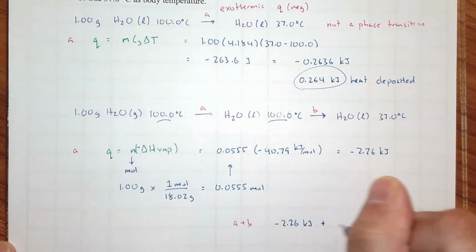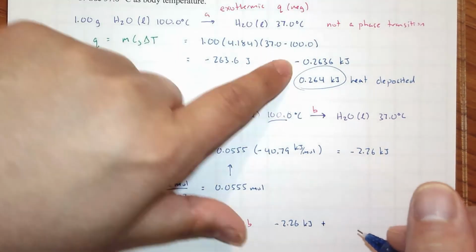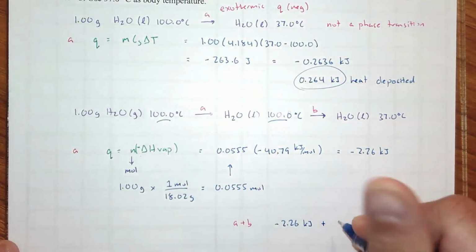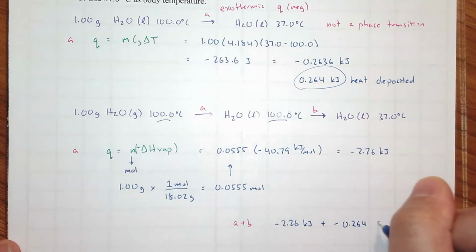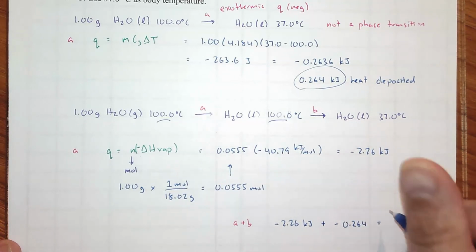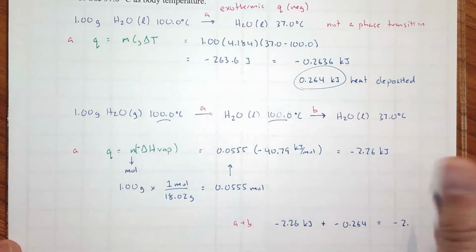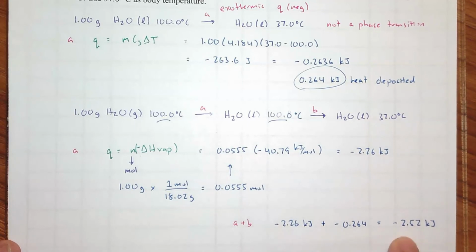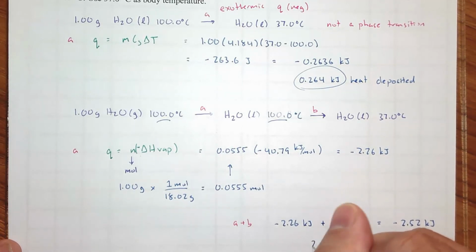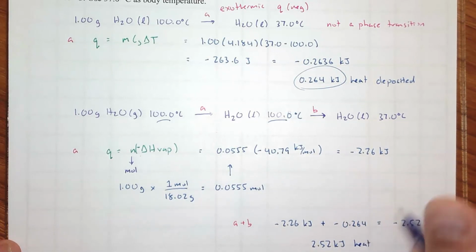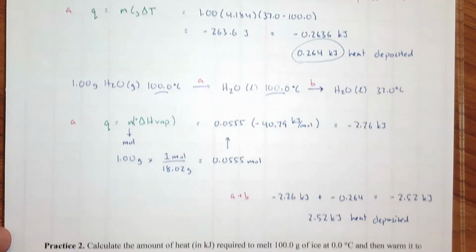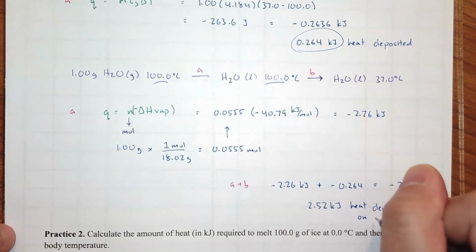So we are adding, it has to be the Q, it has to be this number here, right? Another exothermic term, negative 0.264. And I get here negative 2.52 kilojoules. And what that number means is that 2.52 kilojoules of heat was deposited on the skin.